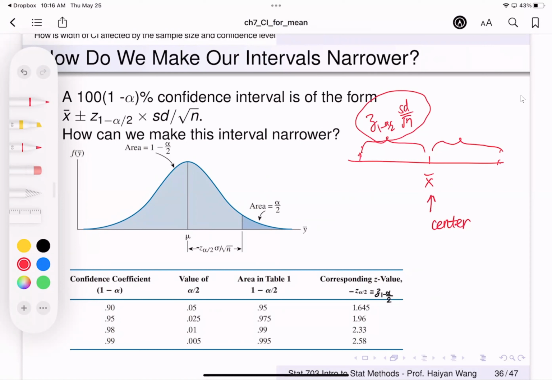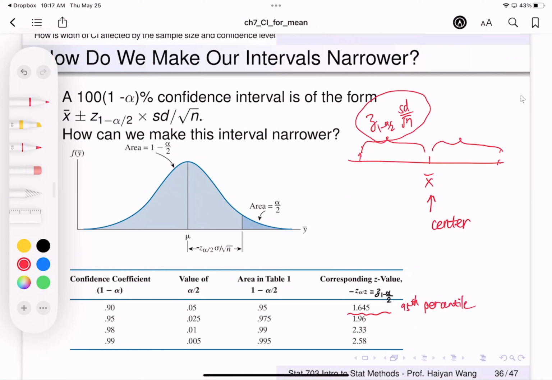The percentile definitely changes. For example, if we look at the table here, when the confidence level is 0.9, alpha over 2 is 5%. And then the z value, in this case, is the 95 percentile. This one, 95 percentile, is 1.645. So that's the 95th percentile.